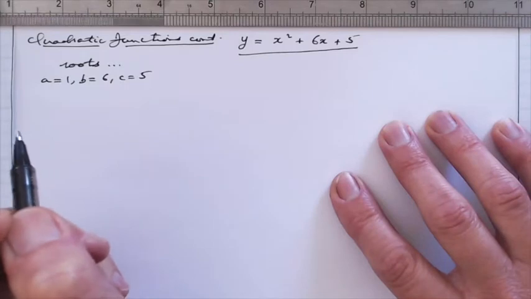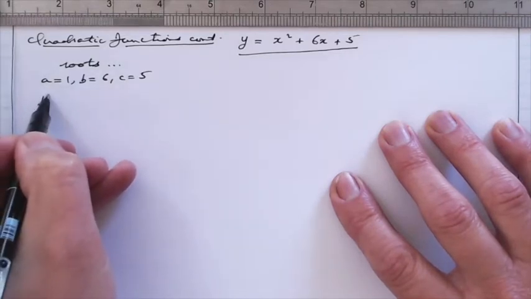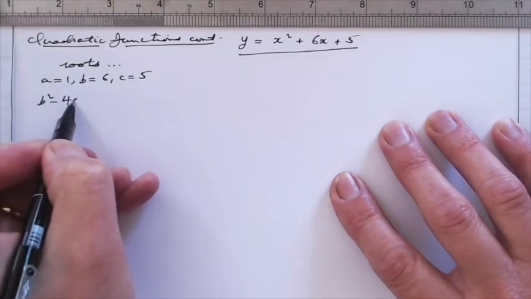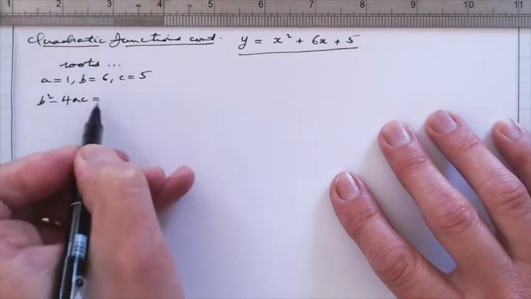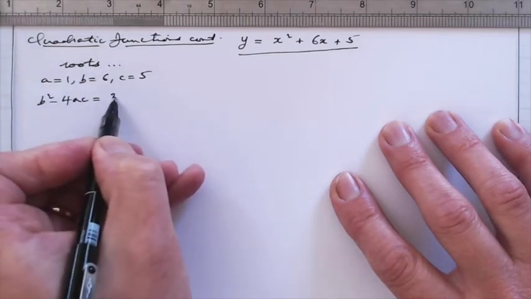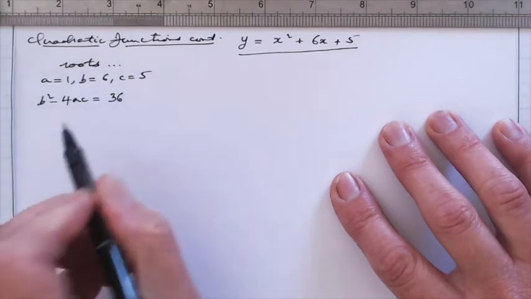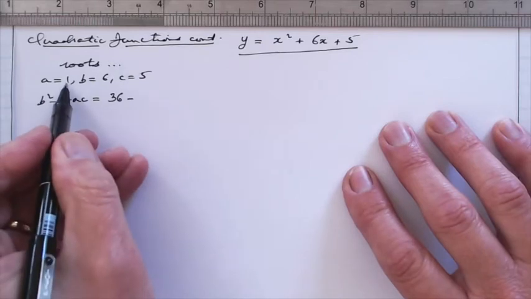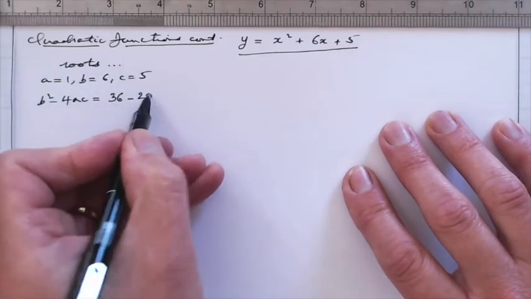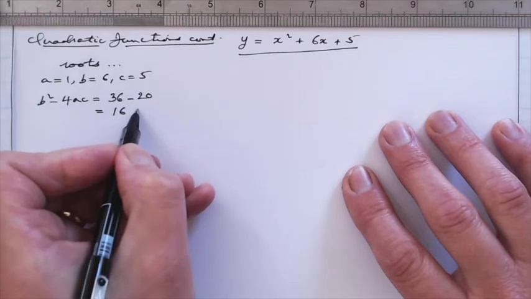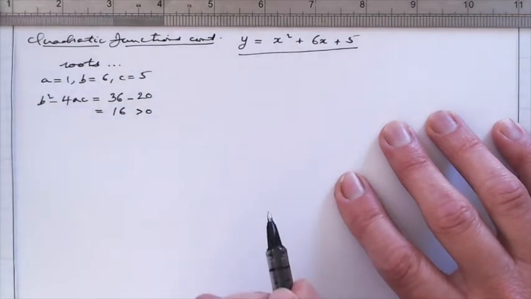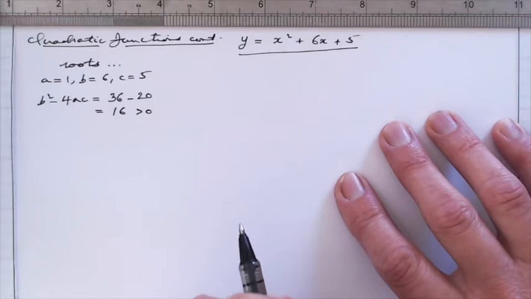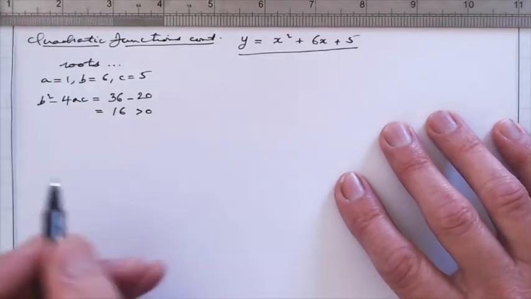Let's work out the discriminant, shall we, and see. So b squared minus 4ac, so b squared will be 36. And then take away 4 times 1 times 5, take away 20 is 16, which is positive, and so we know that there will be two distinct roots for this quadratic function. Let's use the quadratic formula to find those roots.